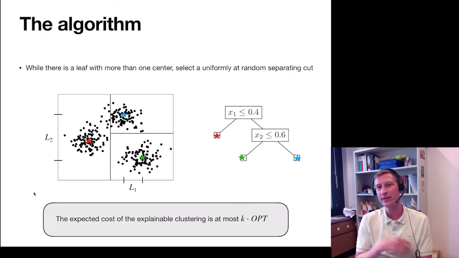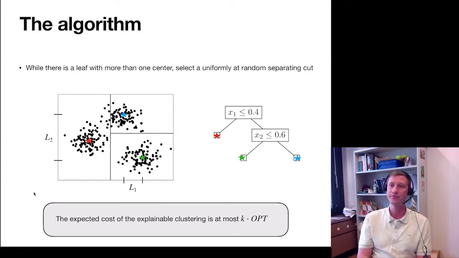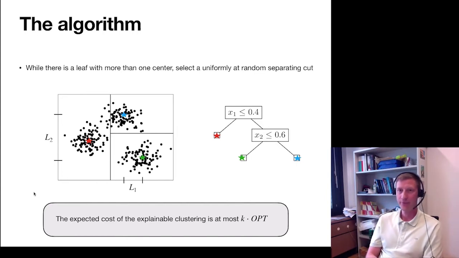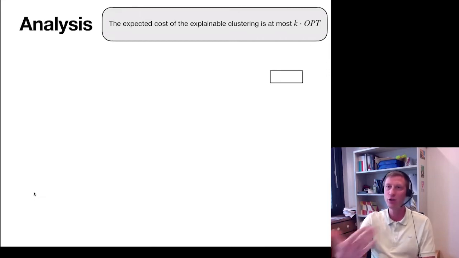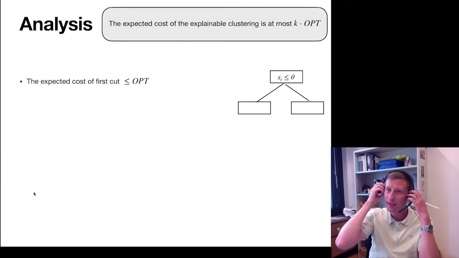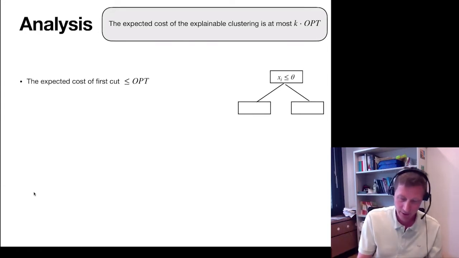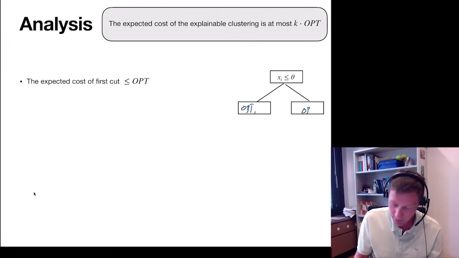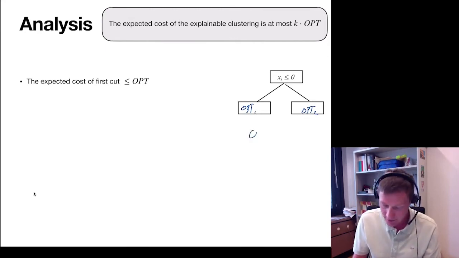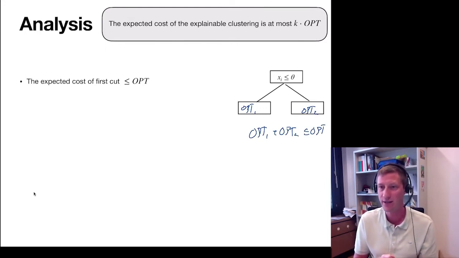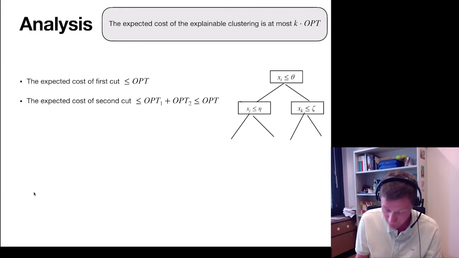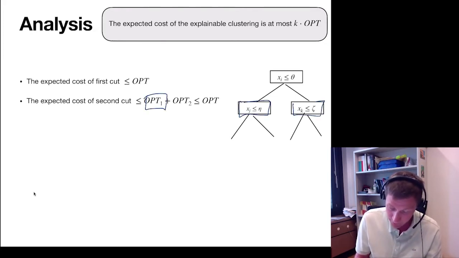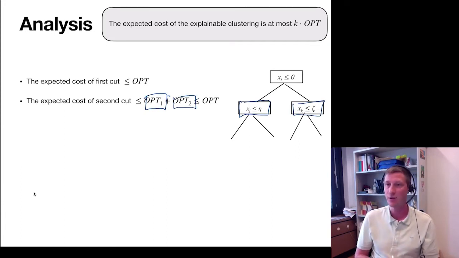And I can prove to you with a simple proof that it's at most k times opt. Why is that? We know that the expected cost of one random cut is at most opt. So when I start here at the root, I take a random cut. That in expectation costs me at most opt. Now I get two sub-instances, opt one and opt two. If you think about it for a while, you can see that opt one plus opt two is at most opt, since you forget about the points that you separate. So the expected cost of this cut here would be at most opt one, and the expected cost of this would be at most opt two. So the sum of these expectations is at most opt.